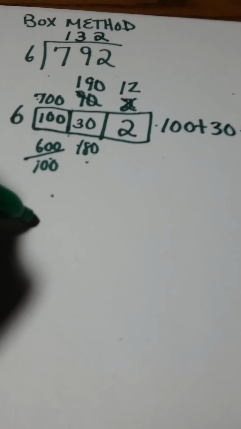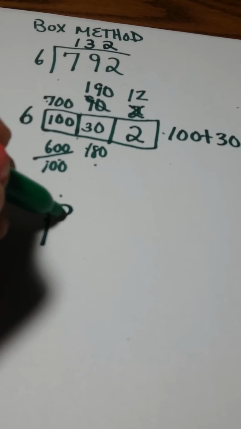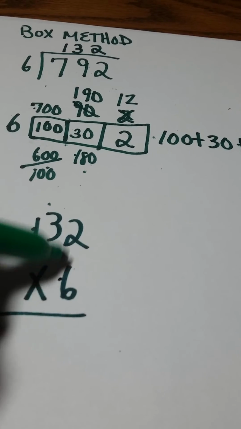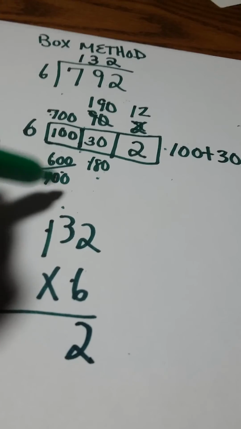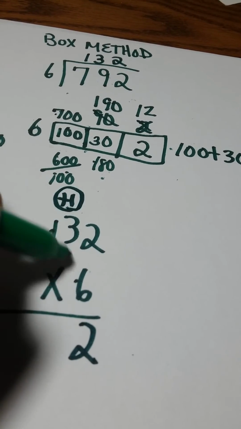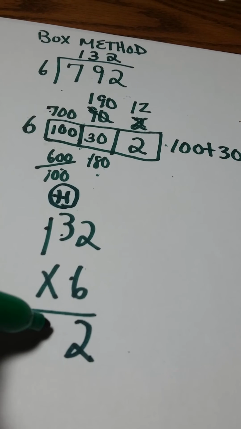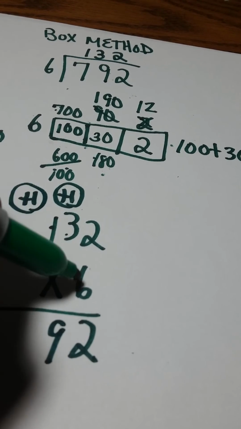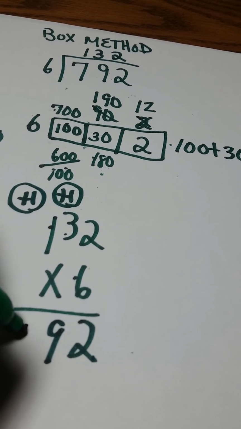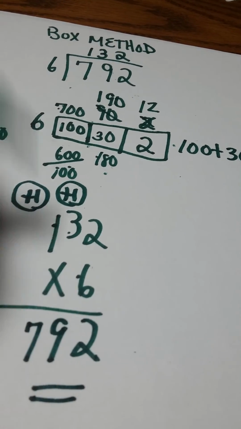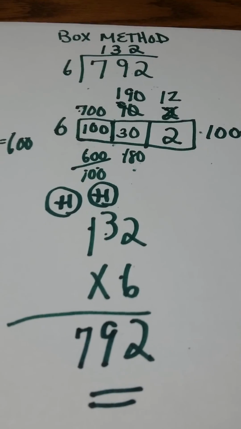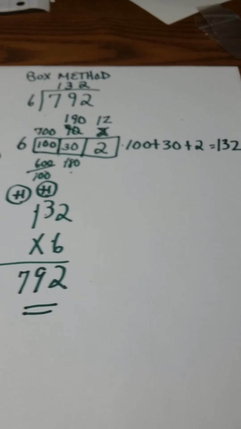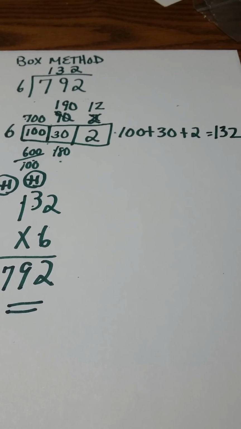And again, to check your answer, you multiply. Six times 2 is 12. 6 times 3 is 18, plus the 1 is 19. 6 times 1 is 6, plus the 1 is 7. My answer equals my dividend, so I know that my division process is correct. And that is the box method.